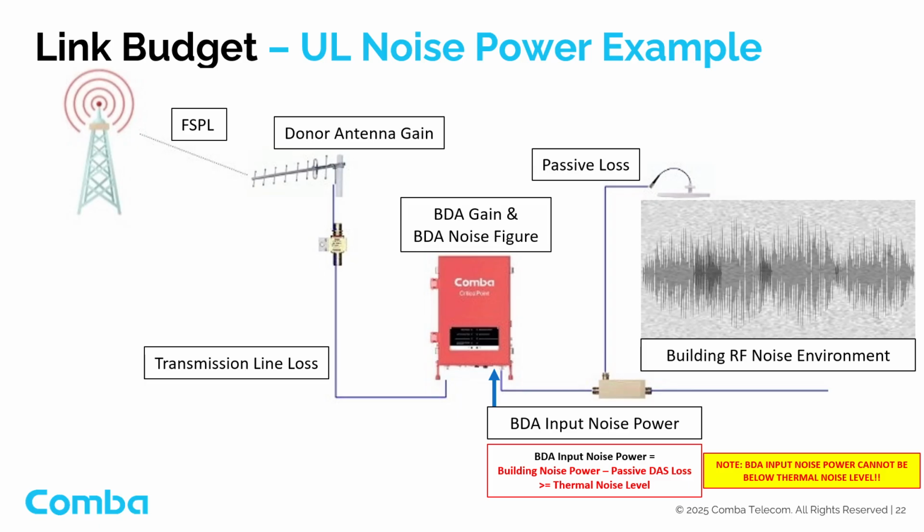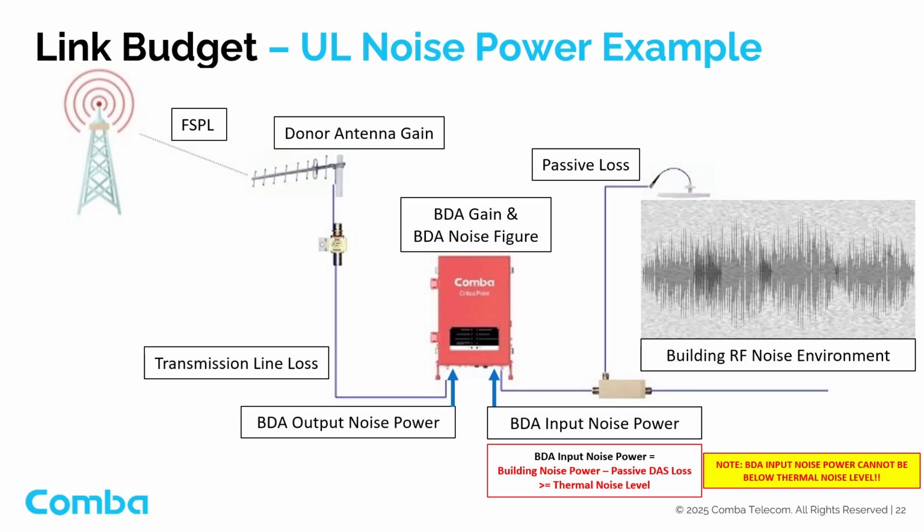When the building noise power level decreases in strength as it passes through the DAS, when it reaches the BDA input, the minimum noise level that it can arrive at is the thermal noise level. In other words, the passive DAS losses cannot attenuate the noise level below the thermal noise level. If the passive DAS loss is enough to reduce the noise signal strength to the thermal level, then the BDA input noise power will be equal to the thermal noise level.